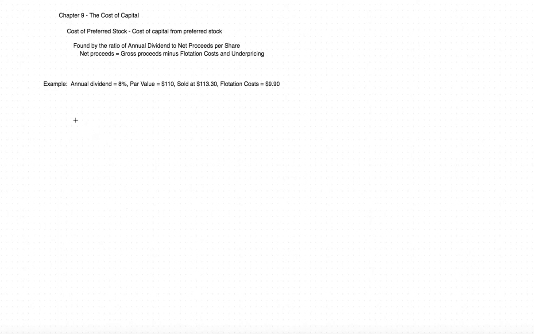So the first thing we need to do is calculate the dividend that's going to be paid on each share of preferred stock. And to do that, we just take, like we would on a bond, the dividend rate, which in this case is 8%, and multiply it times the par value. So again, we want to use the par value, not the actual price that we sold the preferred stock at. So in this case, the par value is $110. So that gives us a dividend of $8.80.